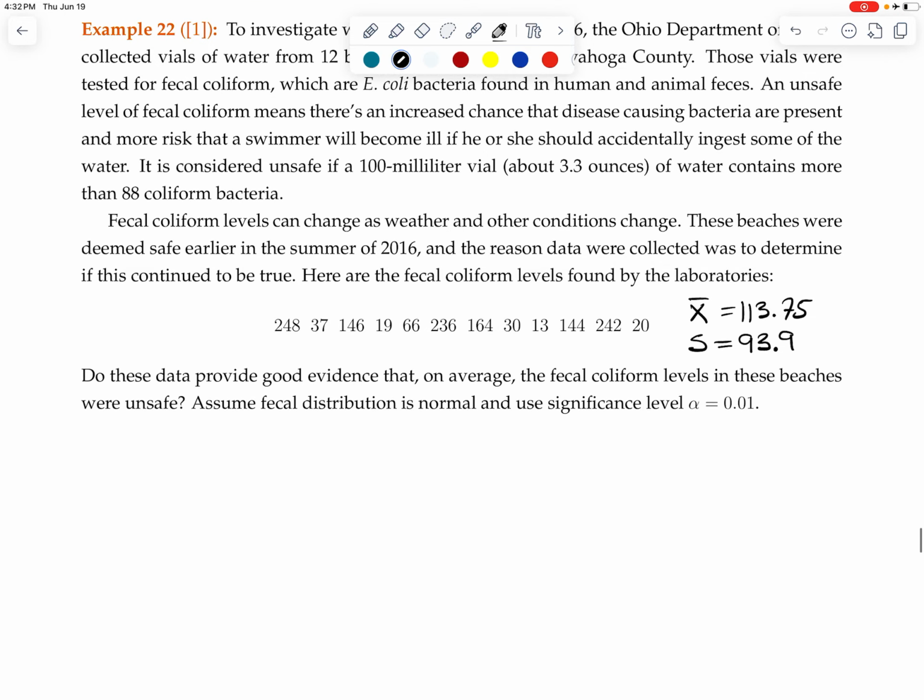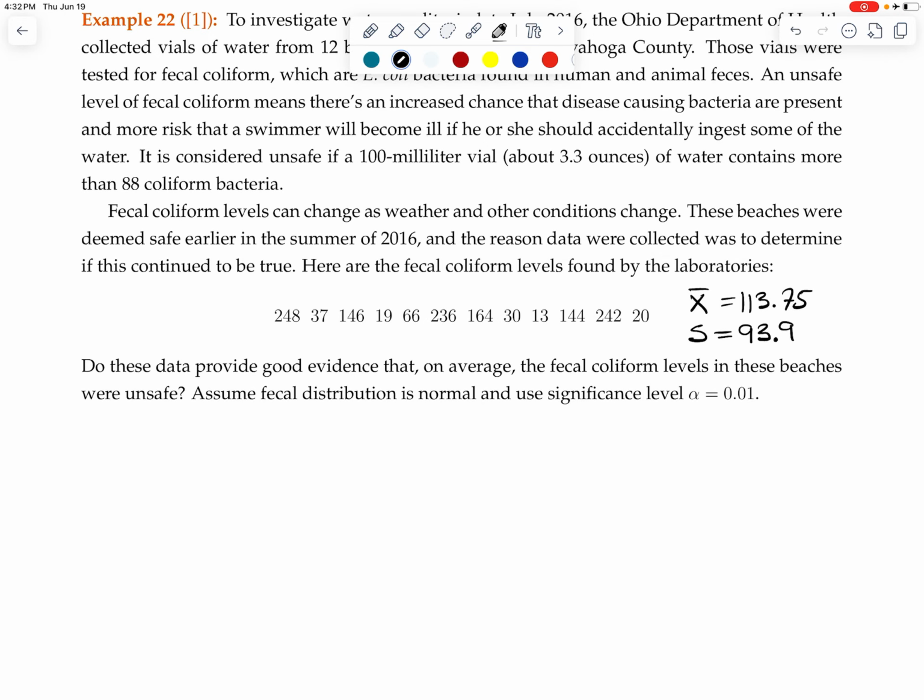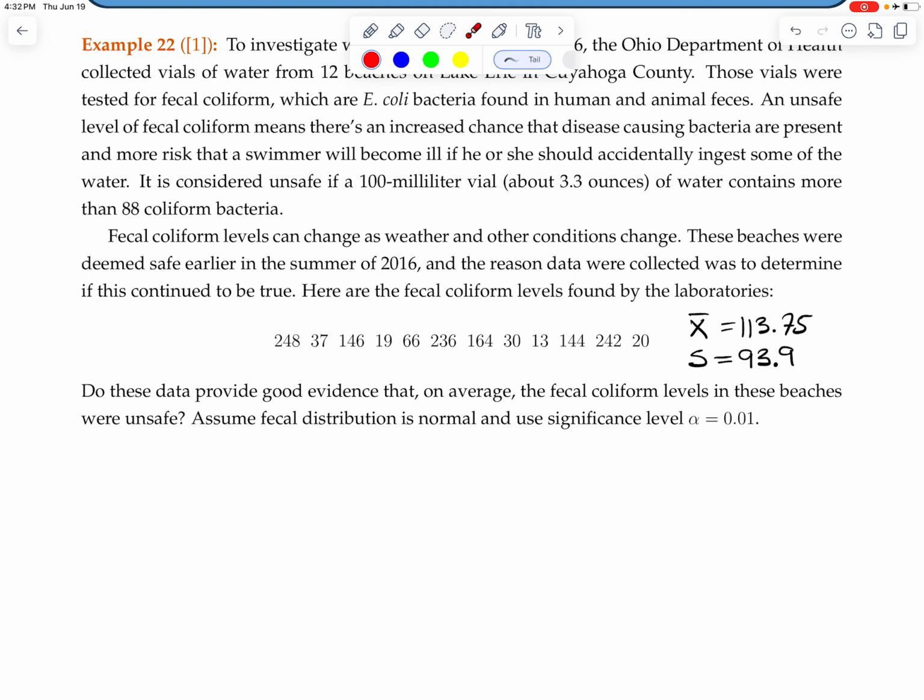What are we trying to figure out here? It says we've got a cutoff. It's considered unsafe to swim if this 100 millimeter vial contains more than 88 coliform bacteria on average. And so we're looking for statistical significance here. Notice that our average is above this cutoff. It is above 88. What we want to know is, is it statistically significant at confidence level 0.01?